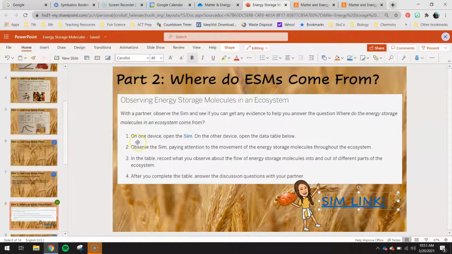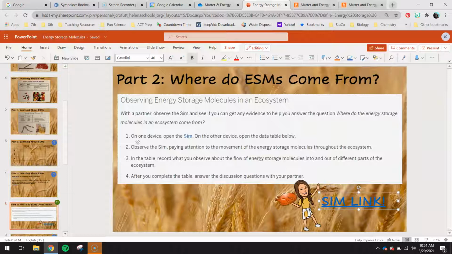But let's jump back to our activity and look at our instructions. So, observing energy storage molecules in an ecosystem with a partner. Obviously, you guys are doing this by yourself. Observe the sim and see if you can get any evidence to help you question where do energy storage molecules in an ecosystem come from. On one device, open the sim. On the other device, open the data table. Obviously, you guys will just have these open on your own.